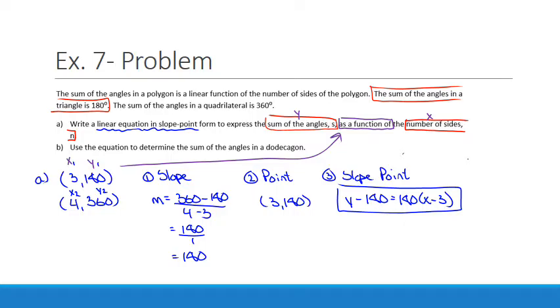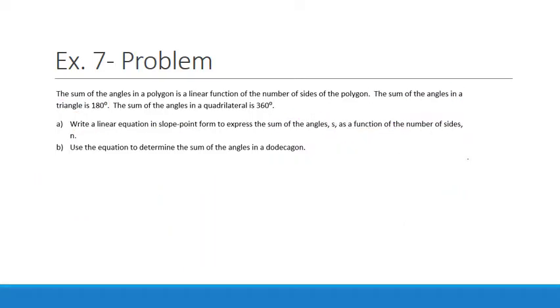Okay. So dodecagon, that means 12 sides. So I don't think I quite have enough room here, and I think I have one more slide. Yes, I do. So let me write, oh, I guess I don't need to. So my equation is y minus 180 equals 180, x minus 3. And we're saying the number of sides, determine the sum of the angles in a dodecagon.